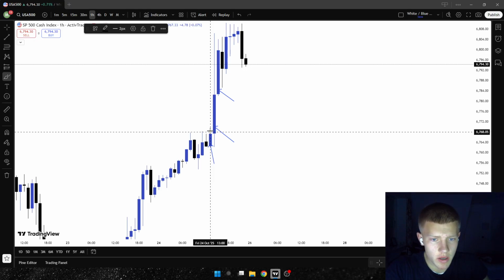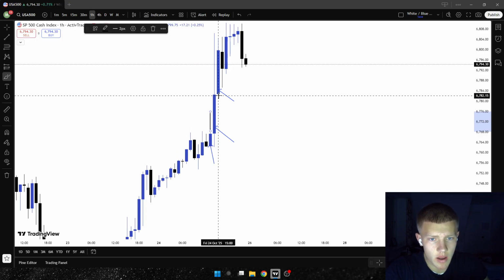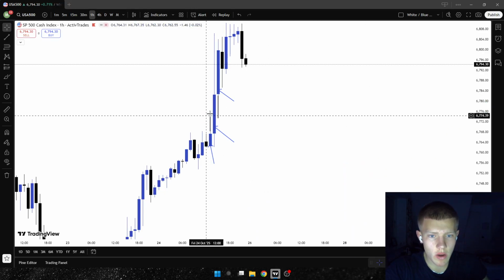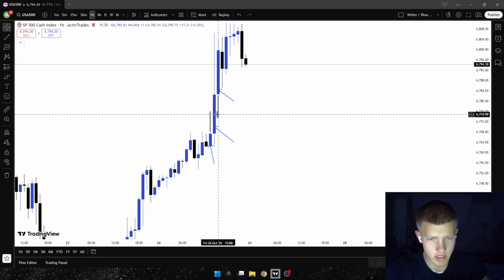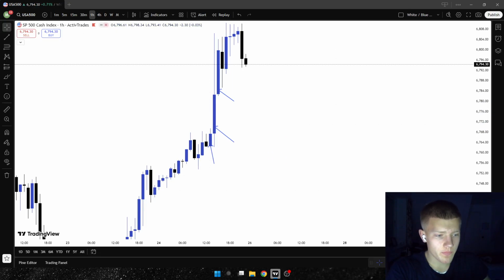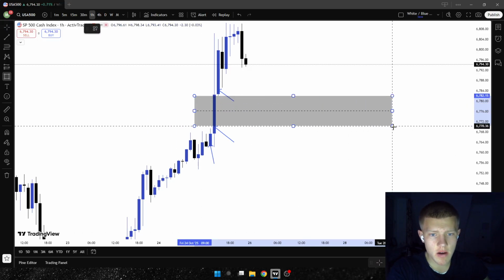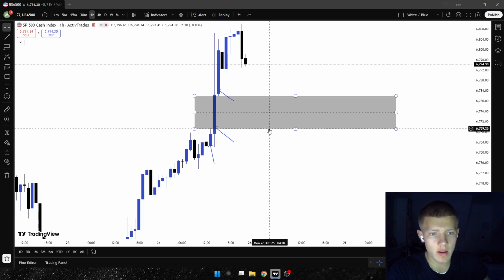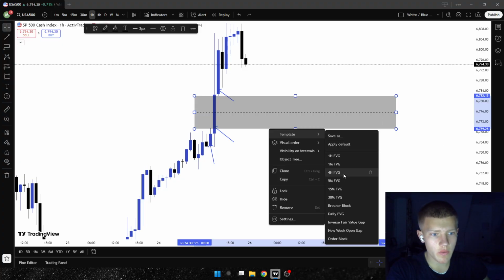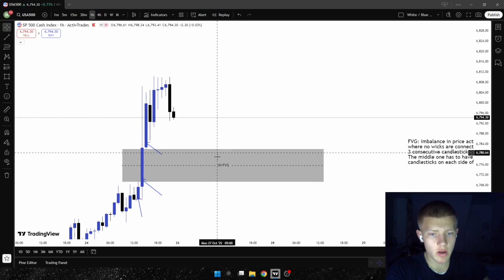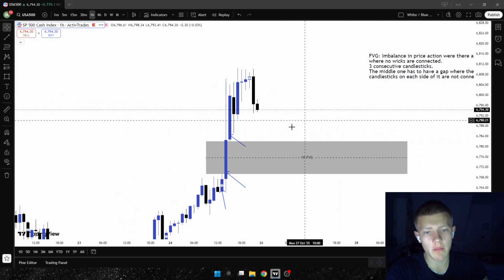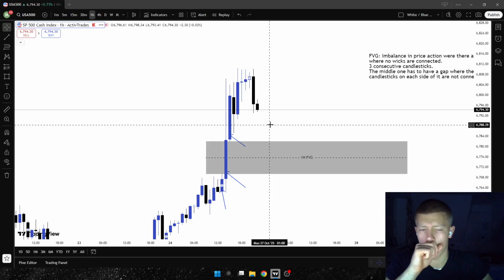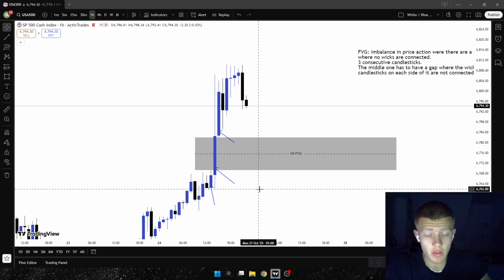So for example, if this wick would have been up here and this wick would have been down here, then there would have been no fair value gap because there is no gap. There has to be a gap between the wicks. Alright, cool. So you simply just mark this out from that wick to that wick, and then I have a template here called 1 hour fair value gap. So then I know when I'm over here watching it, I know it is a 1 hour fair value gap I'm looking at. So that is basically a fair value gap.